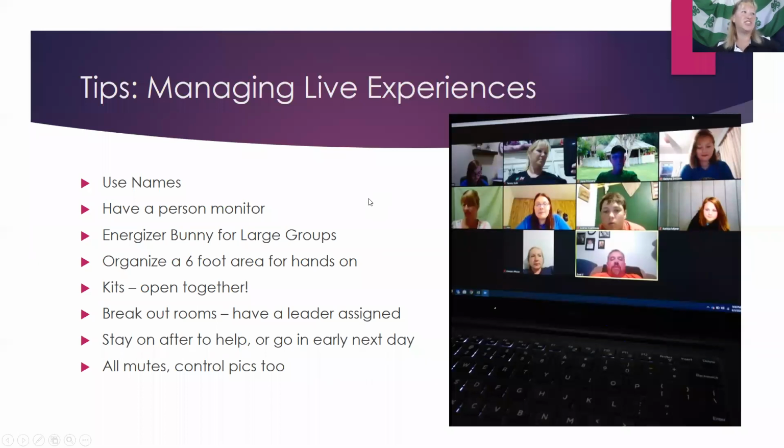So when you're managing the live experiences, you'll notice during Jeopardy today when we've started that we've been using your names and having a person monitor. What's with the Energizer Bunny for a large group, Chandra? Well, sometimes you need people to play off of it, or somebody to be there to just keep things moving, keep the activity lighter, ask questions, maybe make a joke here and there, just to keep attention going.